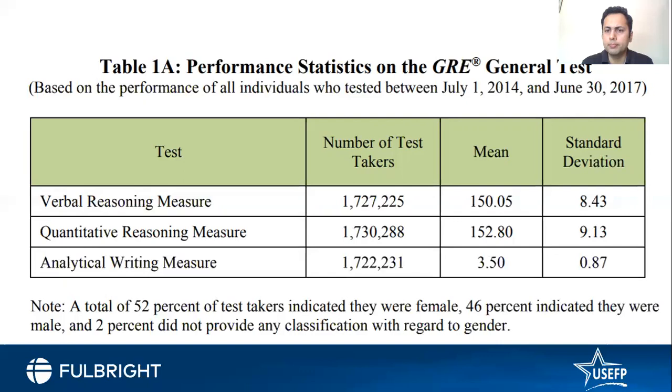So average marks in verbal is 150, and average marks in quantitative is 153. So if your marks are above 150 in verbal or above 152 in quantitative, it means that you're better than 50% students appearing in the test.